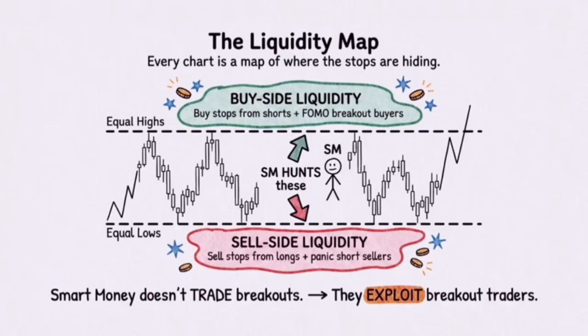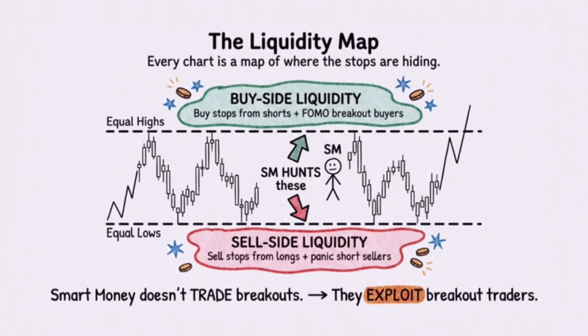The market is like a map with pools of liquidity sitting at predictable locations. Above old highs, especially equal highs that have been tested multiple times, there's a pool of buy-side liquidity. That's where buy-stop orders from short sellers sit, plus breakout buy orders from traders waiting for confirmation. Below old lows, especially equal lows, there's a pool of sell-side liquidity. That's where sell-stop orders from long positions sit, plus breakout short orders.